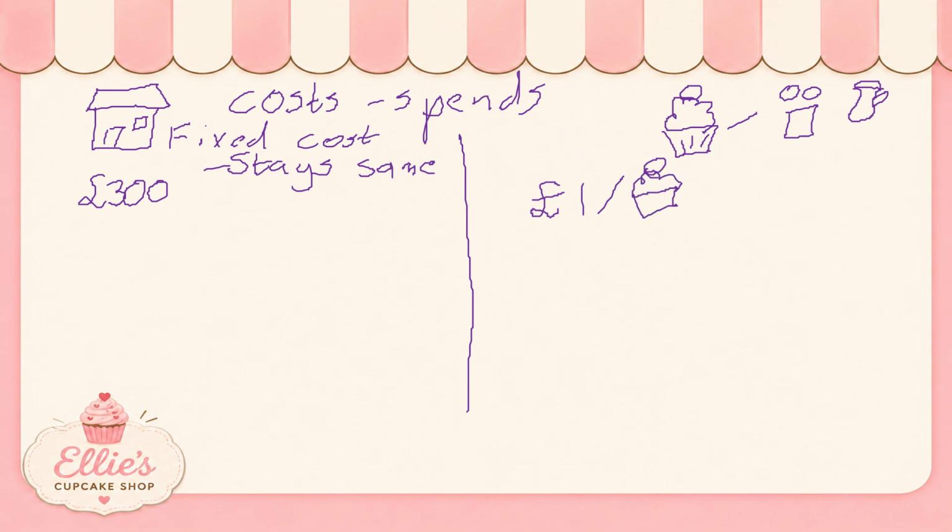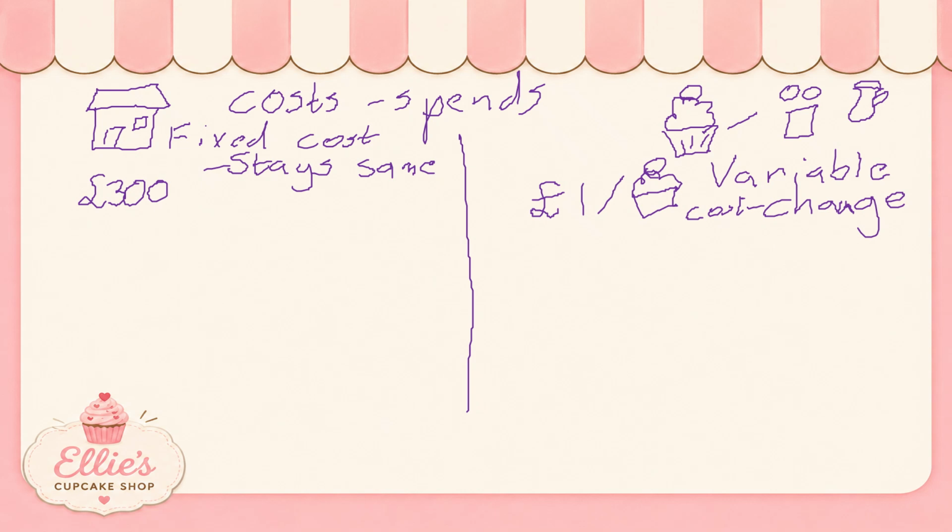If she makes 10 cupcakes, it's going to cost her £10. If she makes 30 cupcakes, it's going to cost her £30. The cost is going to vary. It's going to change according to how much she makes. And because it's going to vary or change, we call it a variable cost.